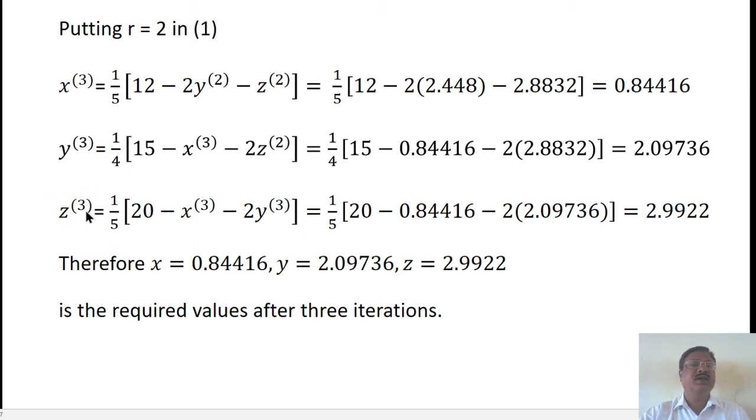2.09736. Now z raised to 3 is equal to 1 upon 5, 20 minus x raised to 3 minus 2y raised to 3, which will be 1 upon 5, 20 minus 0.84416 minus 2.209736. After simplification, it is 2.9922. So therefore, after 3 iterations, x is equal to 0.84416, y is equal to 2.09736, and z is equal to 2.9922 are the required values for x, y and z and the solution.